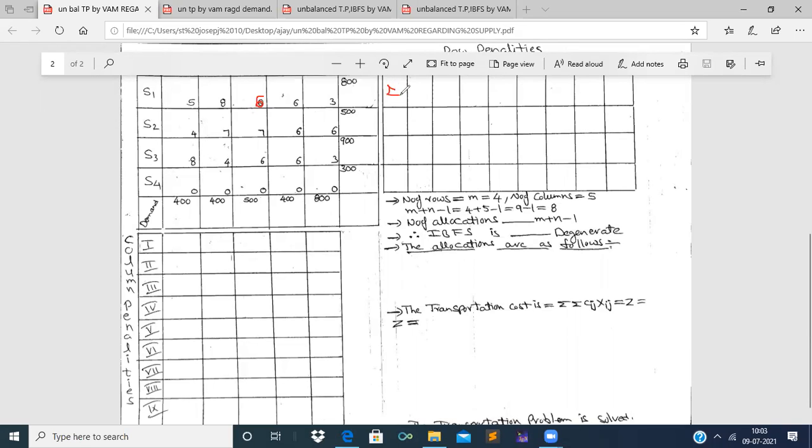So the first penalty is 2, and in the second row, the first least cost is 4 and the next least cost is 6. 6 minus 4 is again 2. And in the third row, the first least cost is 3 and the next least cost is 4. 4 minus 3 is 1. And in the last row, all the costs are zeros. Therefore, the penalty also will be 0.